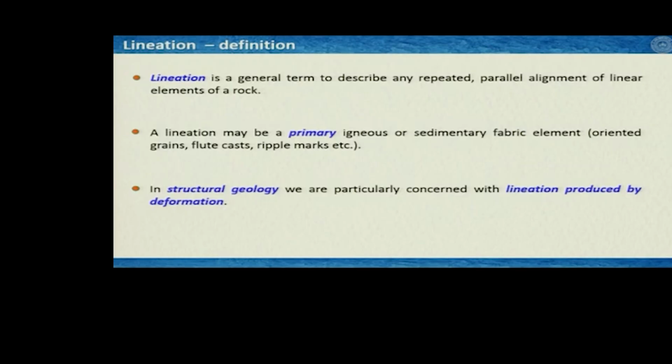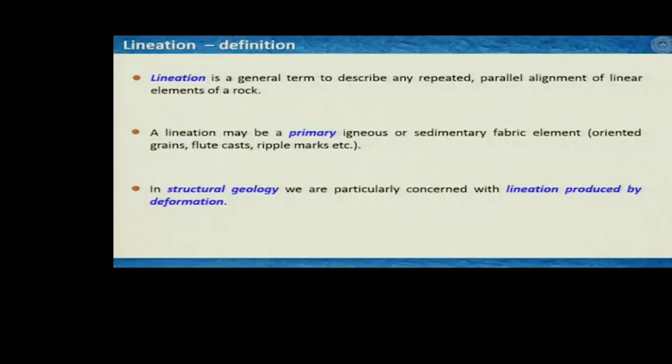So lineation, as it is defined, is a general term to describe any repeated, parallelly aligned linear elements in a rock. As we have defined foliation, lineation is also something that has to occur homogeneously in the rock system and at the same time penetratively, but there are a few special types of lineations which are not penetrative. We will consider this as a special case.